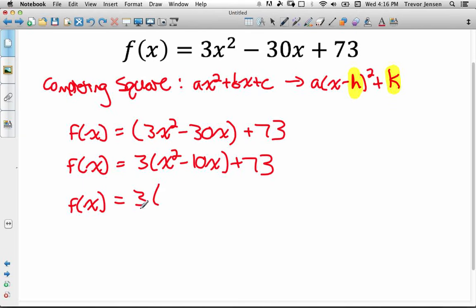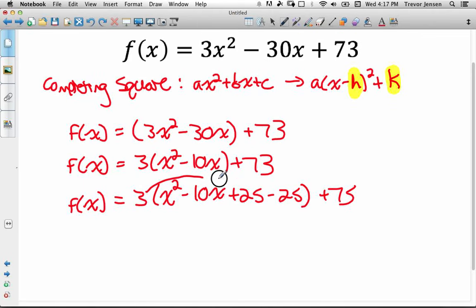that 10 squared. So half of 10 is 5. 5 squared is 25. So I need to add and subtract 25 inside the brackets. So I've essentially added 0 in a fancy way because 25 minus 25 is 0. Next, we don't want that minus 25 in there, so I need to get it out by multiplying it by the 3 that is in front of the brackets.